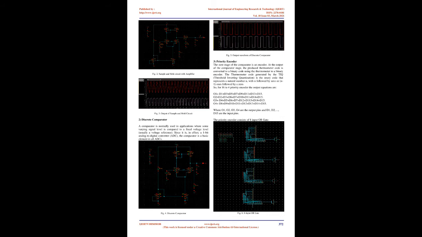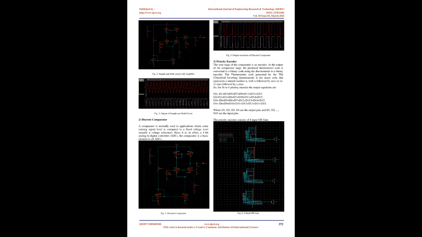Sample and hold. During the sampling phase, when the clock goes high, the input signal is sampled and the capacitor is charged to the input level. During hold mode, when the clock is low, the sampled signal is held constant and the capacitor discharges through the same path. So, if CLK is high, the MOS gets on and VOUT can track VIN. Discrete comparator. A comparator is normally used in applications where some varying signal level is compared to a fixed voltage level, usually a voltage reference. Since it is, in effect, a 1-bit analog-to-digital converter, ADC, the comparator is a basic element in all ADCs.